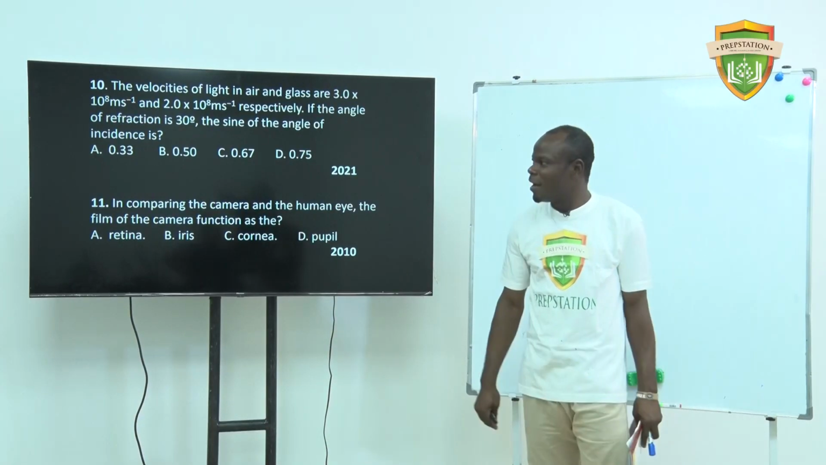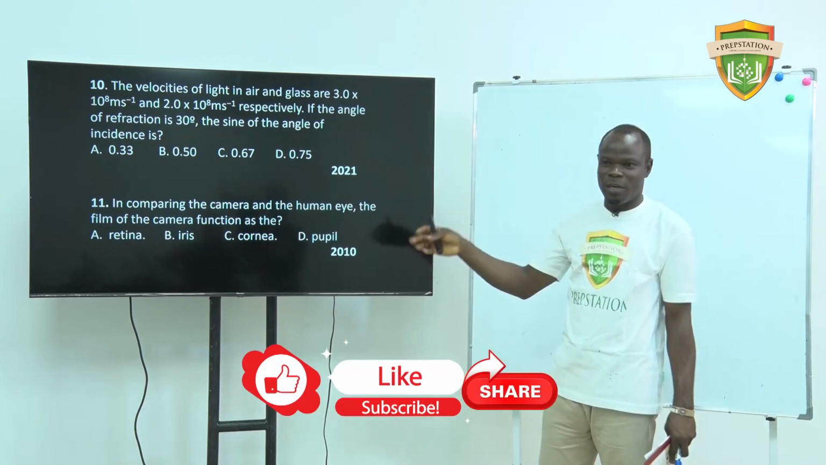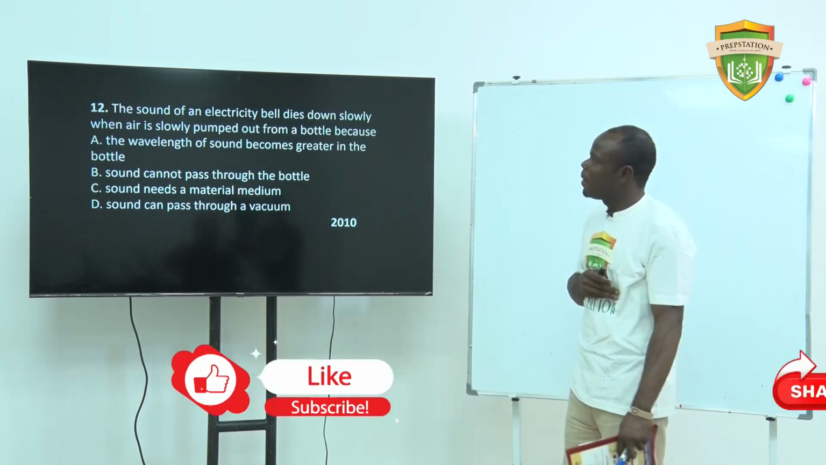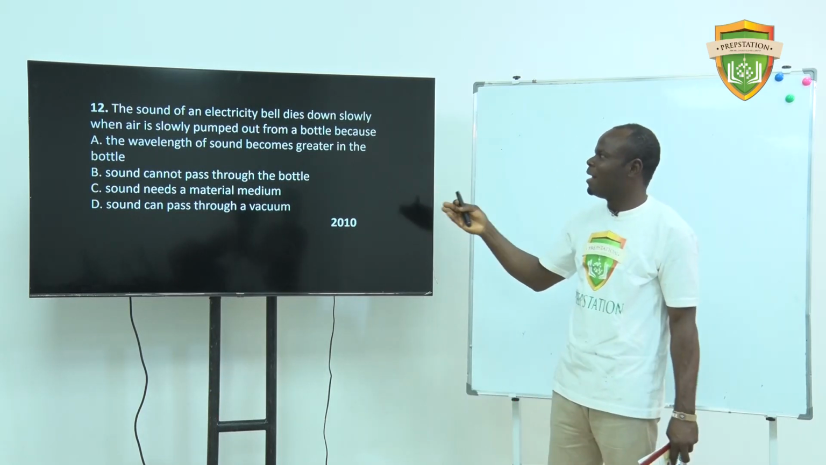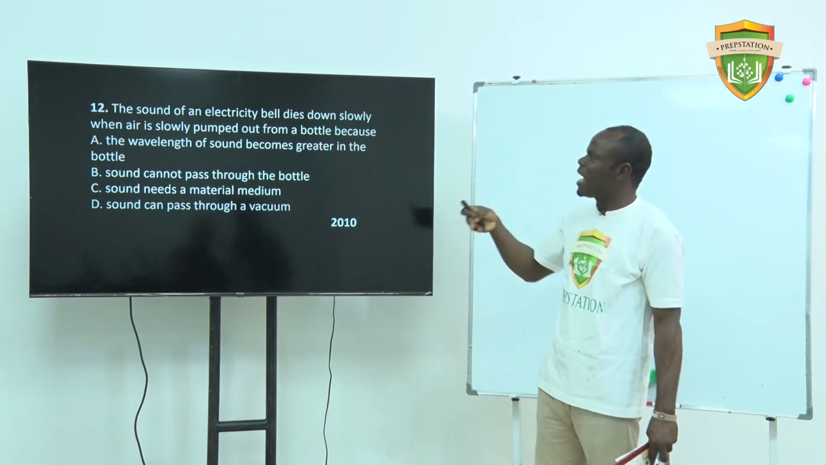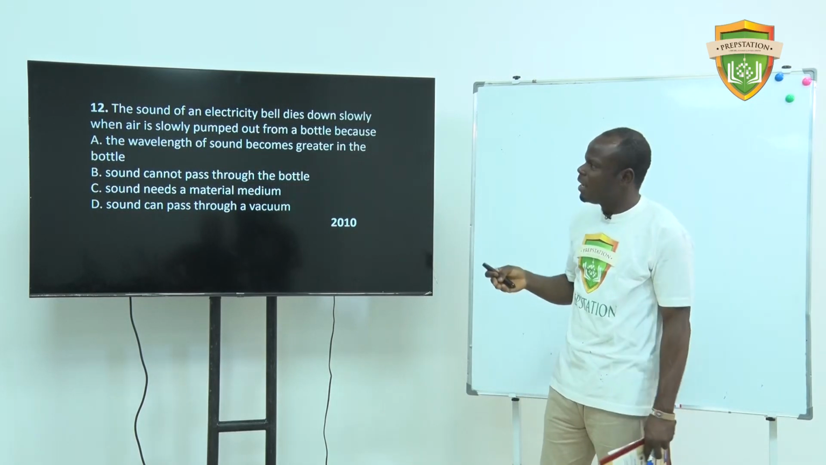So welcome back. We've taken question 11 and we have gotten our answer as retina. So we move to the next question, which is question 12. And this one goes this way. It says the sound of an electric bell dies down slowly when air is slowly pumped out from a bottle. Because of what? Let's take the options.